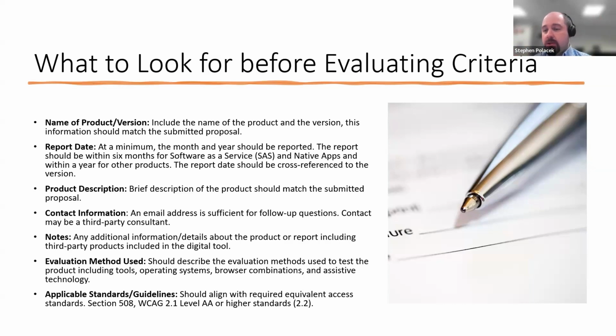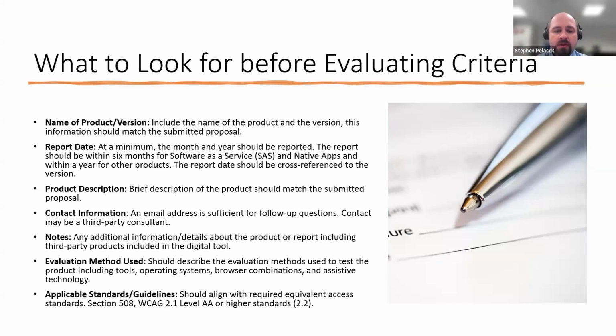A report date is a good indicator of that too, because the more recent it is, the more relevant it's going to be to the product, because there's always things changing with these things, even if you don't see it in the version number. So anything that's older, take it with a grain of salt, or ask questions. Product description: just make sure again that it matches the submitted proposal. It should be the same description of the product they put in their bid. And again, that's just another way to make sure that this report matches what you want to buy.